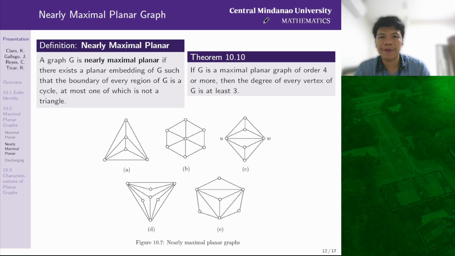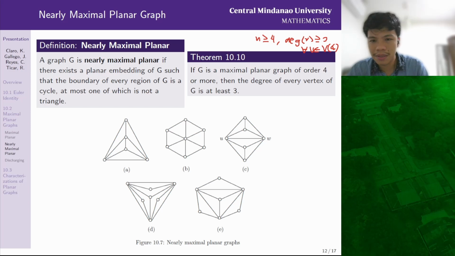So let us now continue to our discussion in theorem 10.10. So it states here that if G is a maximal planar graph of order n, so we have order n greater than or equal to 4, then the degree of every vertex of G is at least 3. So, buot pasabot ana, ang degree daw sa atong mga V is at least 3, at least meaning greater than or equal to 3 for all vertices sa ato ang graph G, which is a maximal planar graph by assumption, no? So let us try to verify this theorem, no?